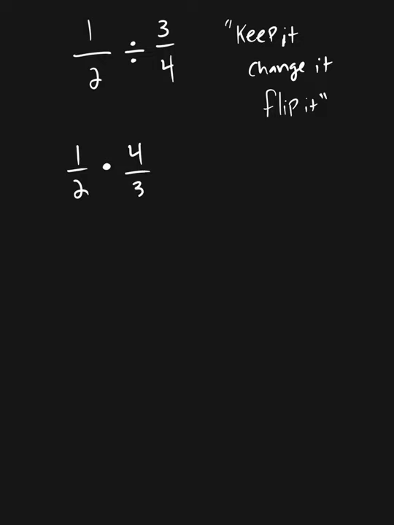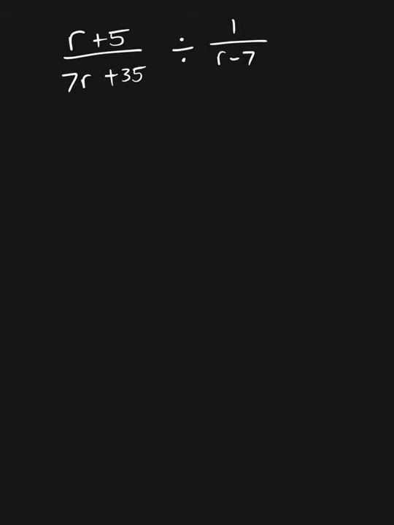And then just like multiplication, we multiply across. So 1 times 4 is 4, and 2 times 3 is 6. And then we can reduce this fraction to 2/3. So it's very similar to multiplication. When we approach a problem like this, it looks really crazy, but if we break it down and start factoring things, it's really not as crazy as we perceive it to be.